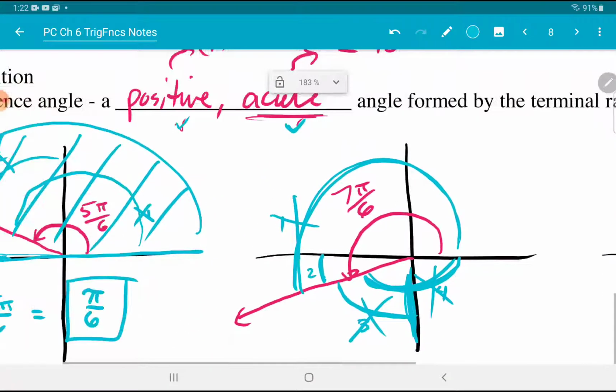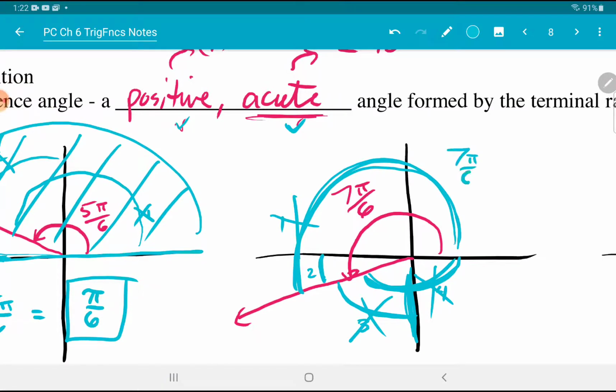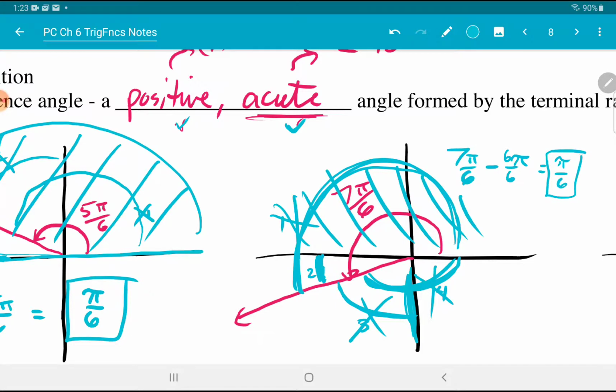So how do we find that? Well, in this case, what we see is that the total angle measure that we definitely know is 7 pi over 6. And you'll see that you just want this angle measure here, and you don't want all of this. How much is all that? That's a half a circle, a semicircle. So you want to subtract the value of pi. So 7 pi over 6 minus pi, if you just do common denominators, is going to give us a reference angle of pi over 6. Again, this has the same reference angle of pi over 6.